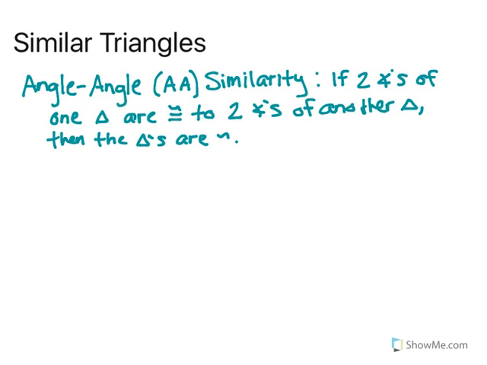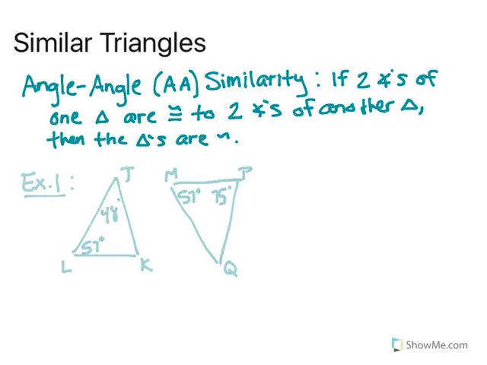In this video, we're going to talk about similar triangles. And the first theorem that we're told is this angle-angle, or AA, similarity. All it says is that if two angles of one triangle are congruent to two angles of another triangle, then the triangles are similar. And this squiggle is pronounced "similar to." Okay, so let's take a look at a quick example on how to use this.